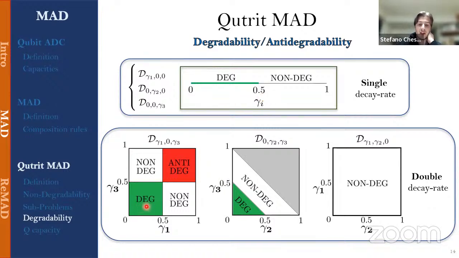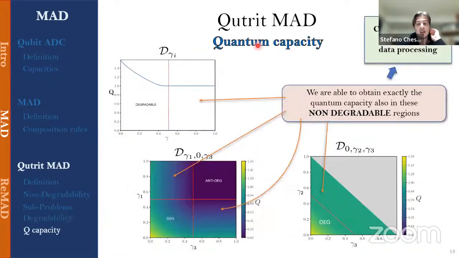And so there, in degradable and anti-degradable regions, we were able to compute exactly the quantum capacity. The nice thing that turned out is that by exploiting the data processing inequality, exploiting the closure under composition rules, we were able to extract upper bounds that coincided with efficiently computable lower bounds, allowing us to express exactly the quantum capacity also for multi-level amplitude damping channels in regions where these are probably not degradable or not anti-degradable. And this is a nice fact for 2 reasons.